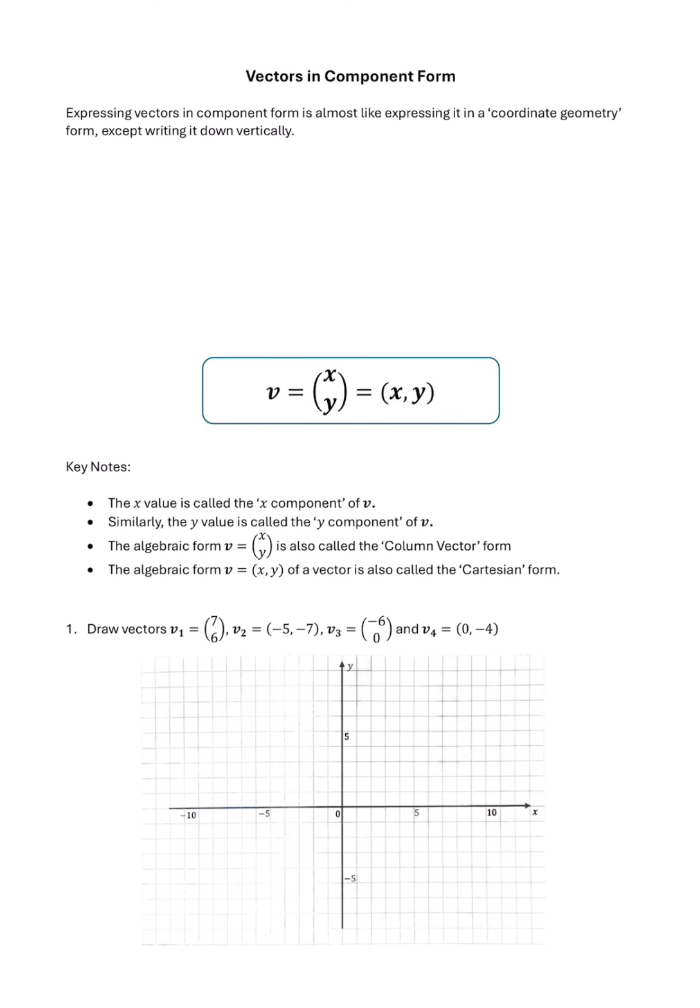So we're going to start today's lesson about looking at vectors in component form. Expressing vectors in component form is almost like expressing it in a coordinate geometry form, except instead of writing it horizontally, we're going to look at writing it vertically. So we're going to start with the Cartesian plane.